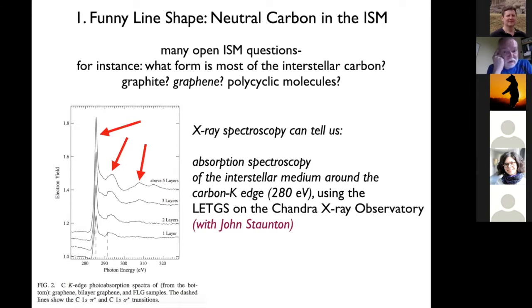So we were interested in trying to pursue absorption spectroscopy of the interstellar medium. There's lots of questions open on the interstellar medium. And one of those, for instance, is, is there a dominant form in which carbon exists in the interstellar medium? When it is in solid particles, is it in graphite, in graphene, is it in polycyclic molecules, etc.?